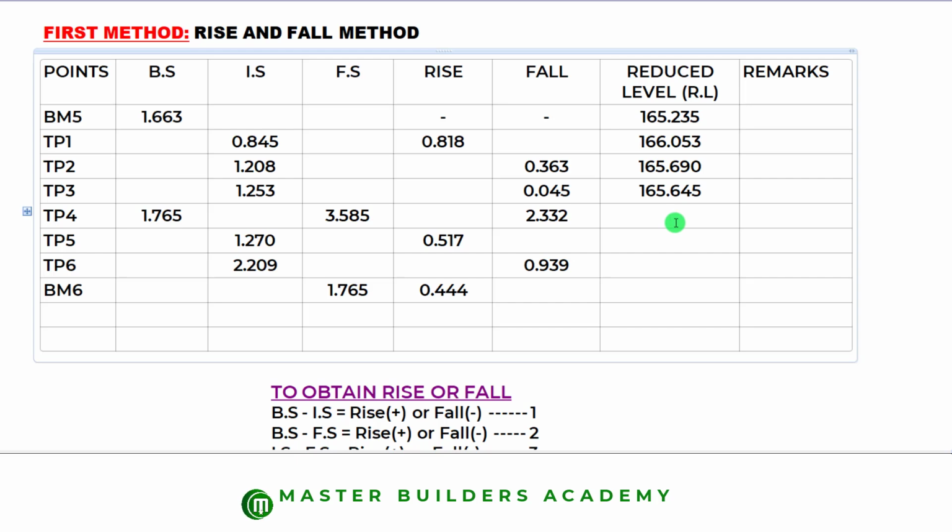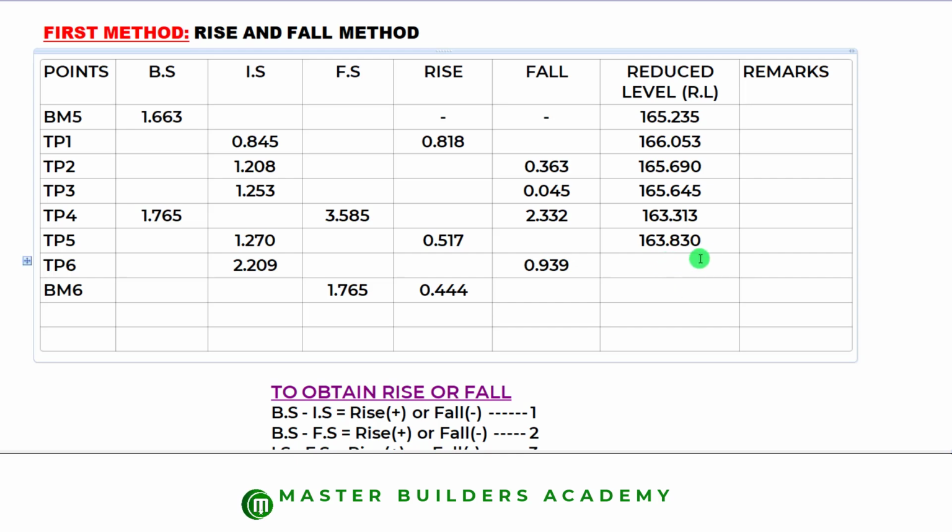At TP4, we also have a fall. So we'll be subtracting 2.332 from 165.645. And if we do that, we have 163.313. Are you with me? Again, we move down to TP5. Currently at TP5 we have a rise. So that means we'll be adding this rise to 163.313. And if we add 0.517 to 163.313, we'll have this value as 163.830. All right, so then we move down to TP6.